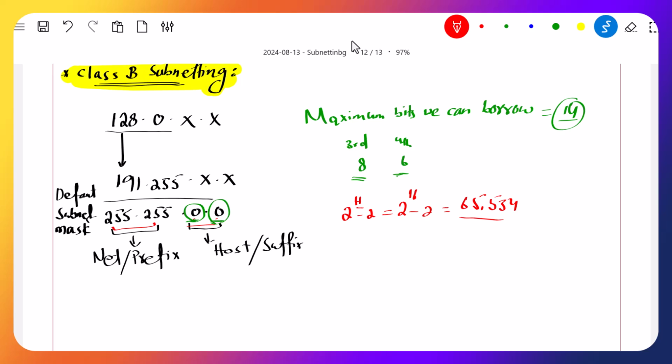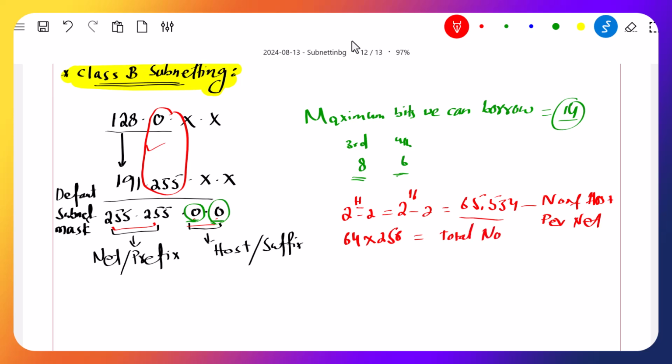Remember, per network. And how many networks are there in class B? This second octet is totally the network octet, and from 128 to 191 is the range of class B, so it's equal to 64. This is the number of hosts per network, and the number of networks is very simple: 64 multiplied by 256 is equal to the total number of networks. Understood? This value and this value are based on the default subnet mask.